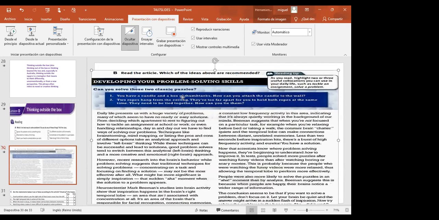Okay, number 2, Daniela. Can you read number 2? Yeah, 2 ropes hang from the ceiling. They are too far apart for you to hold both ropes at the same time. They need to be tied together. How can you tie them?